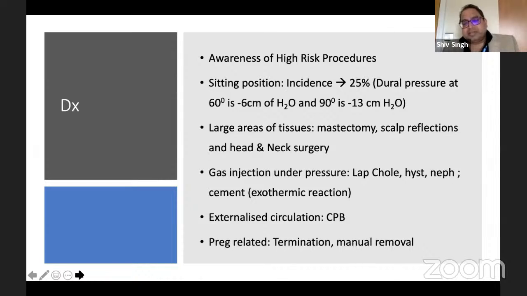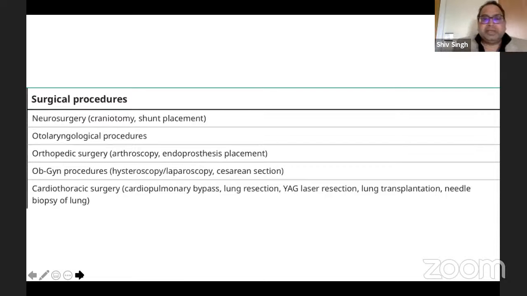Okay, again, where the sinus remain open, in these cases it can happen. So there is a chart. You can classify them into surgical procedures, the risk factor surgical procedures. So neurosurgery, like craniotomy, shunt operation, ENT procedures, orthopedic procedures, arthroscopy, or even cementing, obs and gynae, like hysteroscopic, laparoscopic, cesarean section.